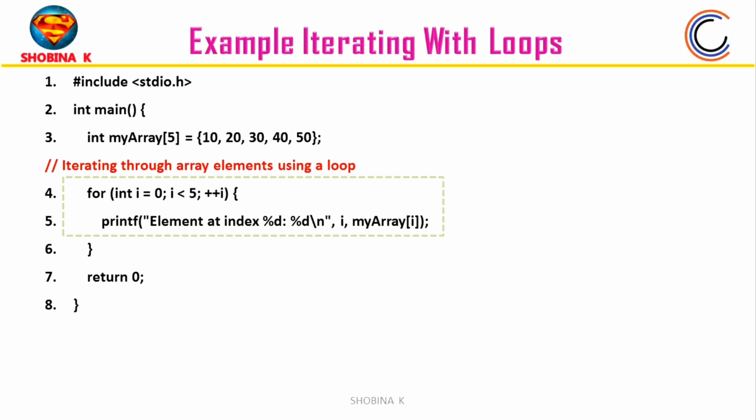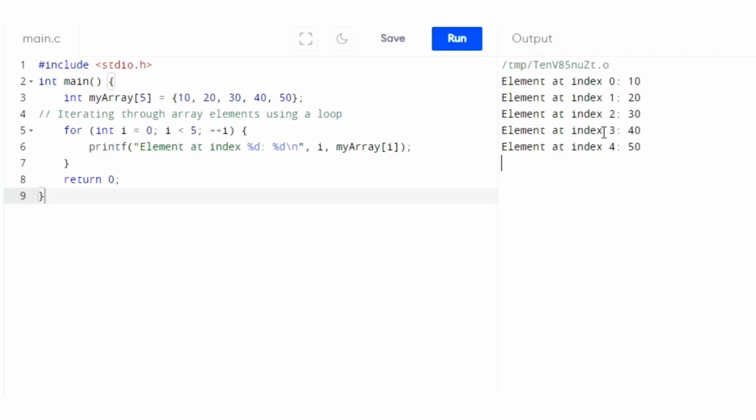Finally, the return 0. This statement indicates that the program has executed successfully. The main function should return an integer, typically 0, to the operating system to signify successful execution. Now let's run this code, and you can see the output. The program is using a for loop, which iterates through each index of the array from 0 to 4 and prints the corresponding element at that index. So myArray contains the values 10, 20, 30, 40, 50. And the loop is printing each element along with its index. The output shows the value stored in the array at each index.